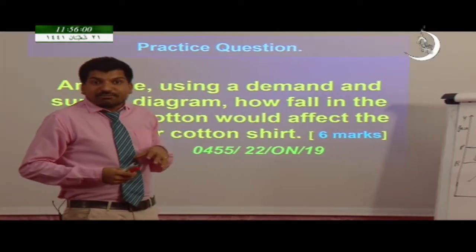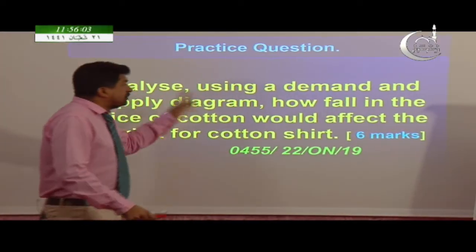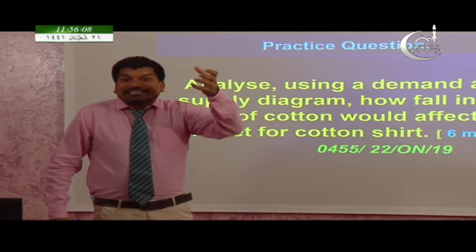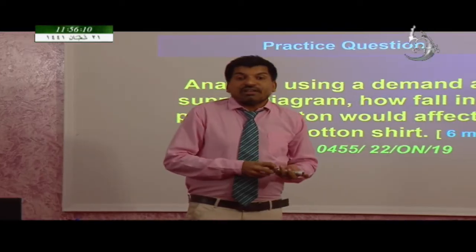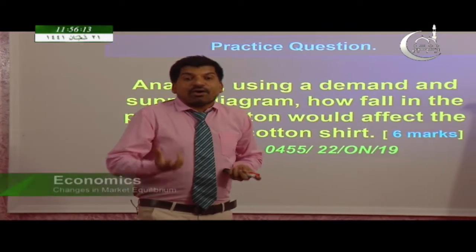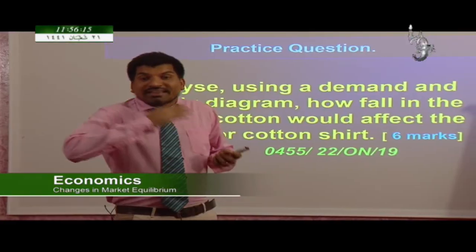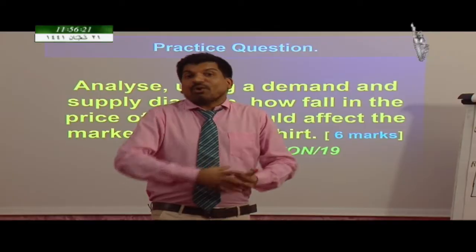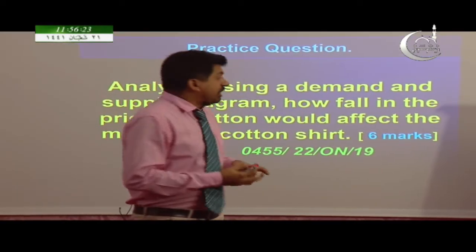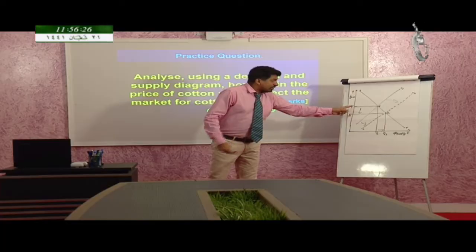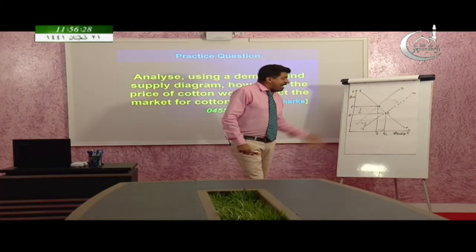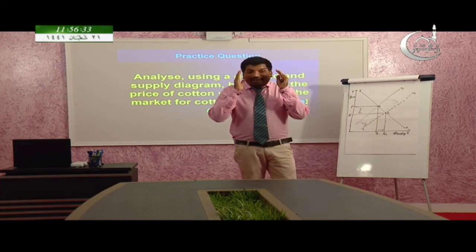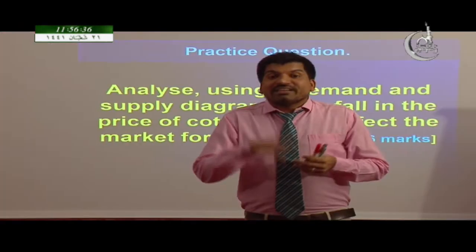So how do we explain this? Here you have to explain that due to the fall in the price of cotton, the cost of producing cotton shirts will decrease. So this will increase the supply of the product. The supply will increase, and as a result the supply curve will shift to the right, and this change will bring a new equilibrium price, that is, it reduces the equilibrium price from P to P1 and increases the quantity from Q to Q1. This should be the answer, in order to get those 6 marks.